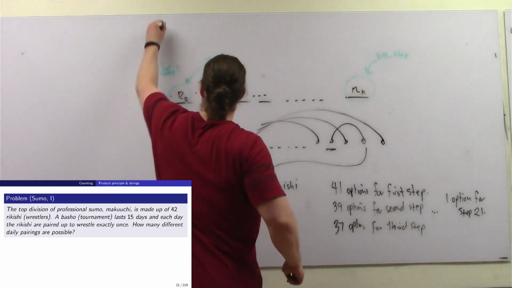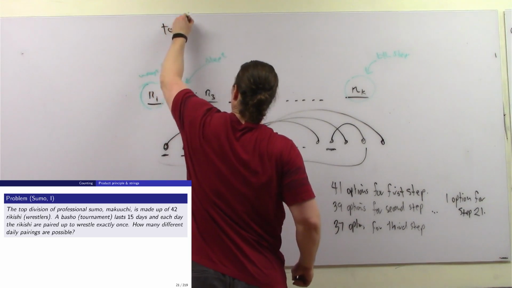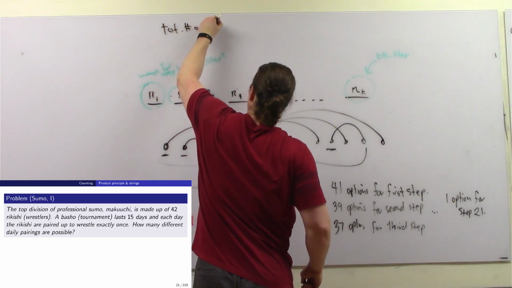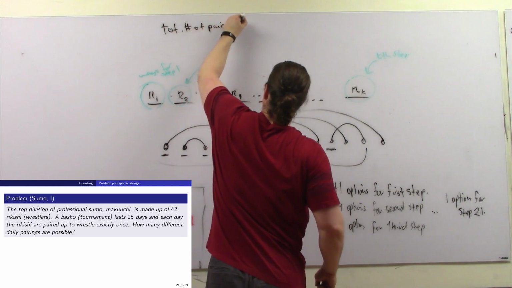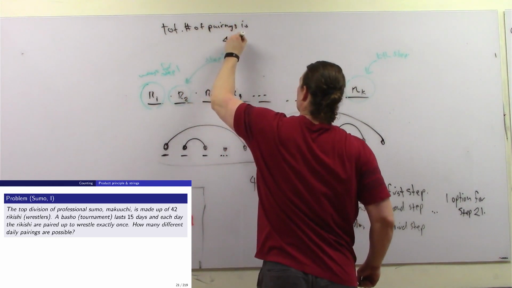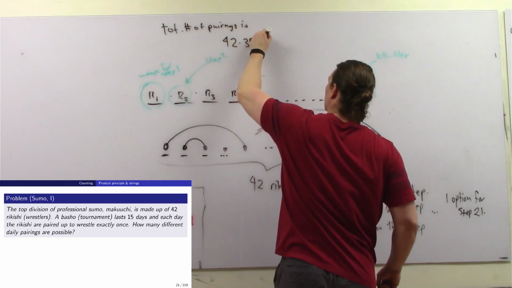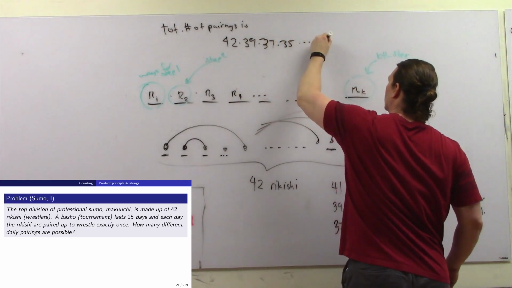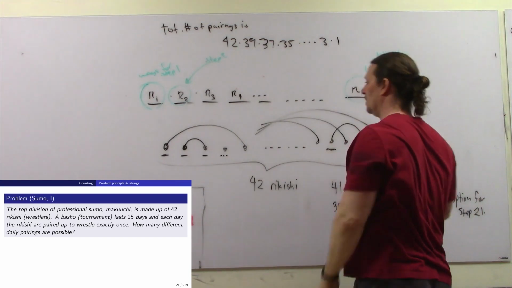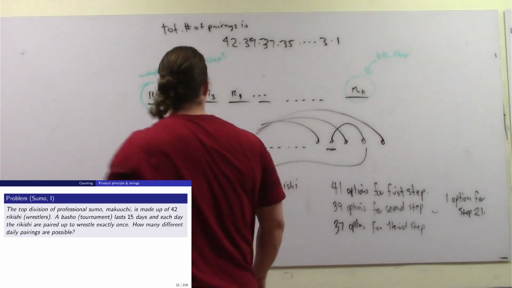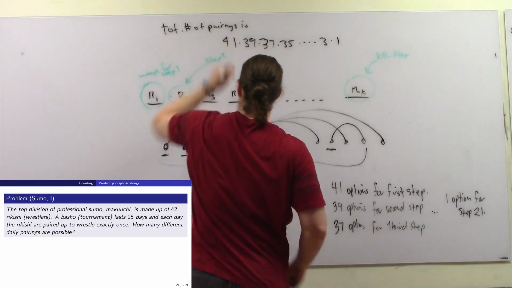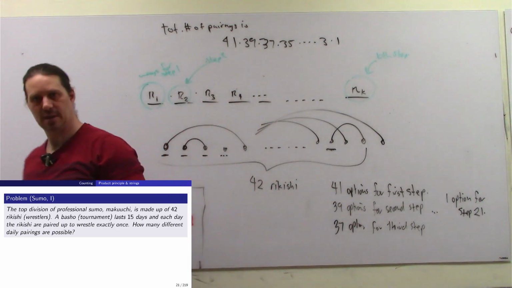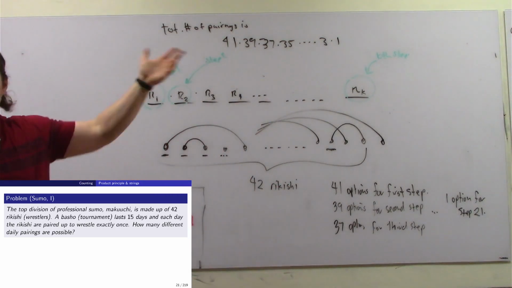Okay? So the total number of pairings is 42 times 39 times 37 times 35, all the way down to times 3 times 1. Okay? Would it be 41 in the first one? Oh, of course, thanks, Joel. Yeah, 41. Absolutely. There were not 42 choices. So it's that product there.